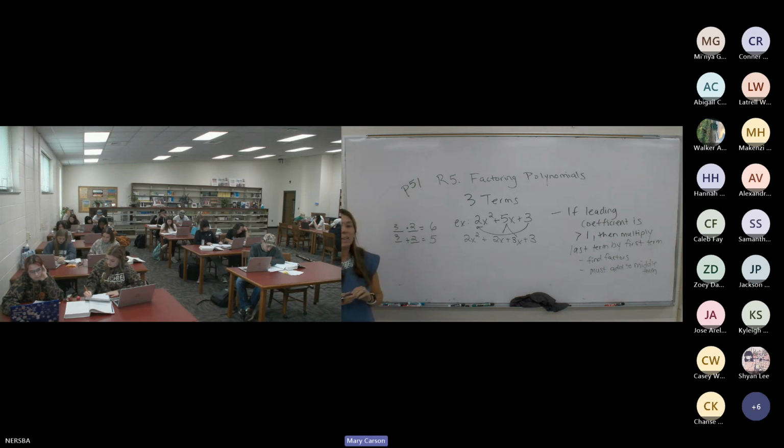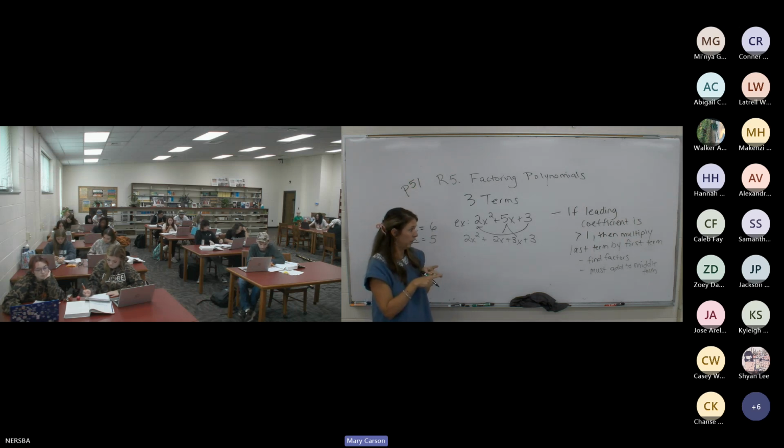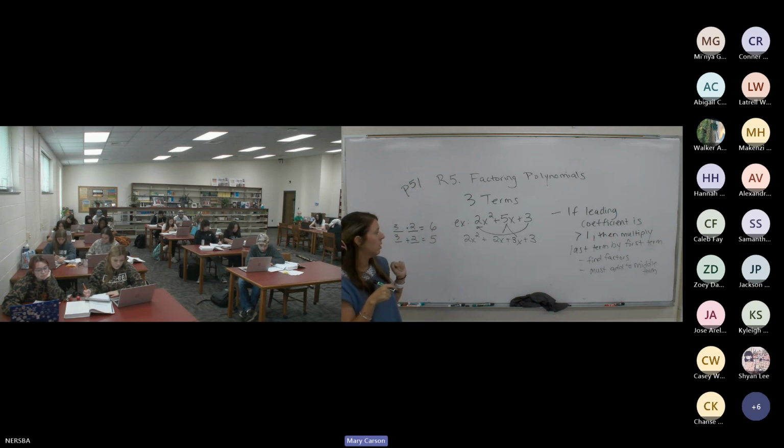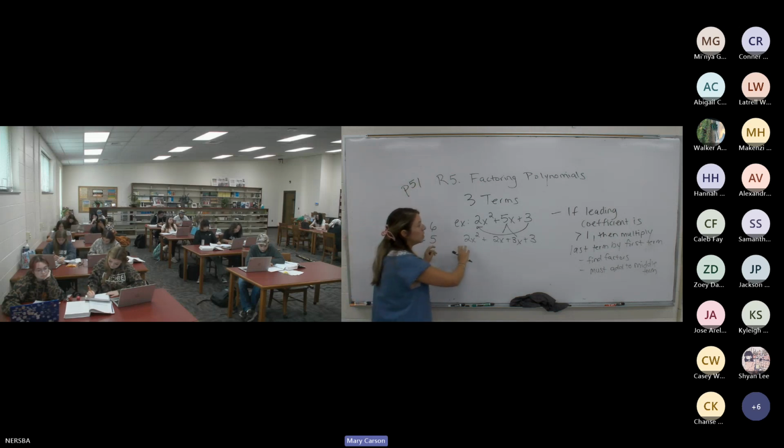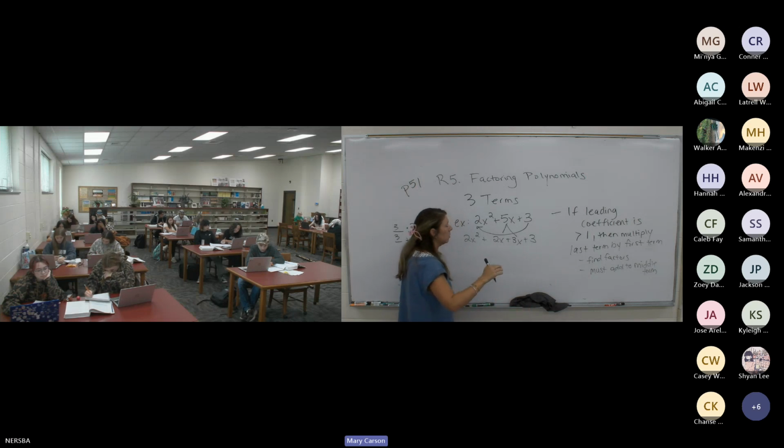You can either factor by grouping. Have you guys heard of that before? Or you could do the reverse box method. Now, I'm sure Mr. Whitehurst probably just did factor by grouping. He didn't do the reverse box because you didn't learn the box method, right? But it's just another way to keep it organized. If you're going to do factor by grouping, and again, this turns into four terms, there's a section on that cheat sheet that has four terms.